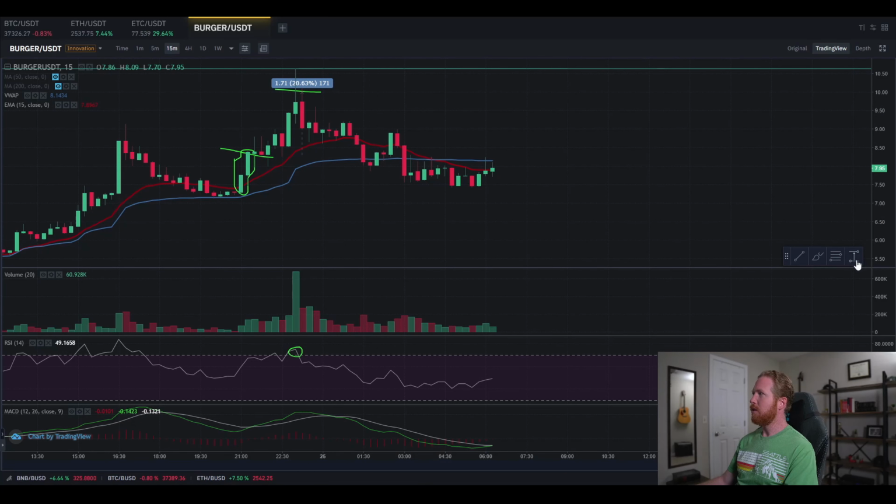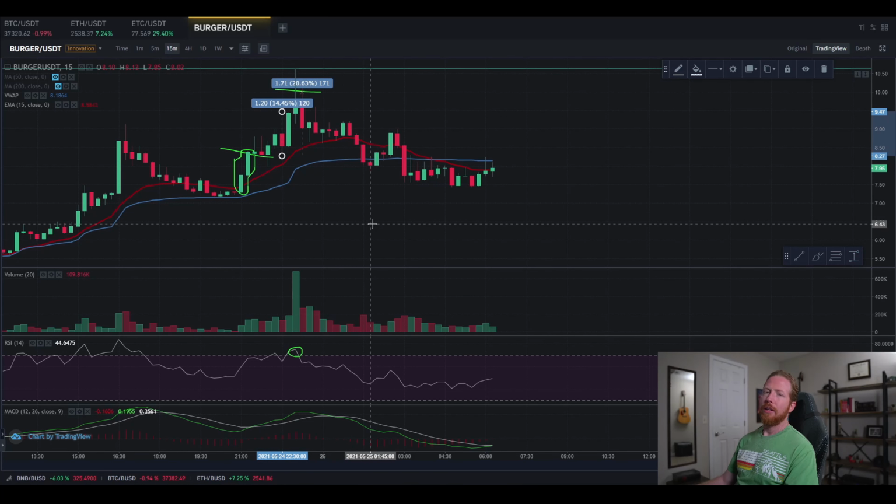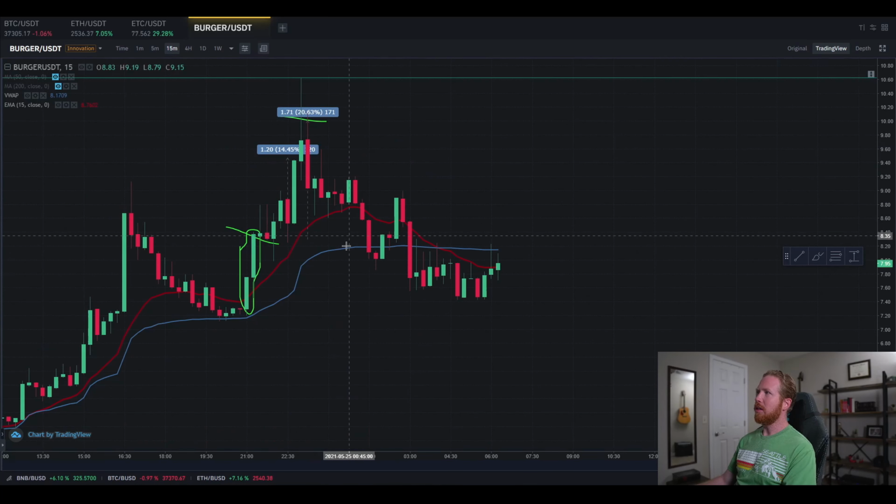Because again, you could get out when the RSI peaks up over 70. You could have got out right here, but that would only give you a what? Maybe a 10 to 15% increase, right? So again, these are just things that you need to be aware of.